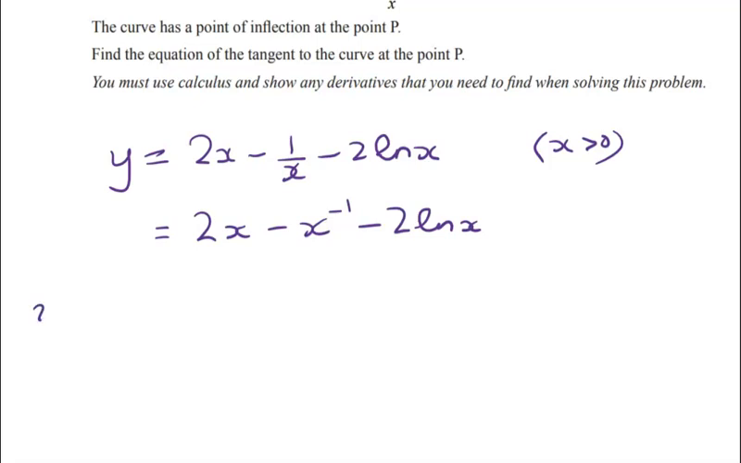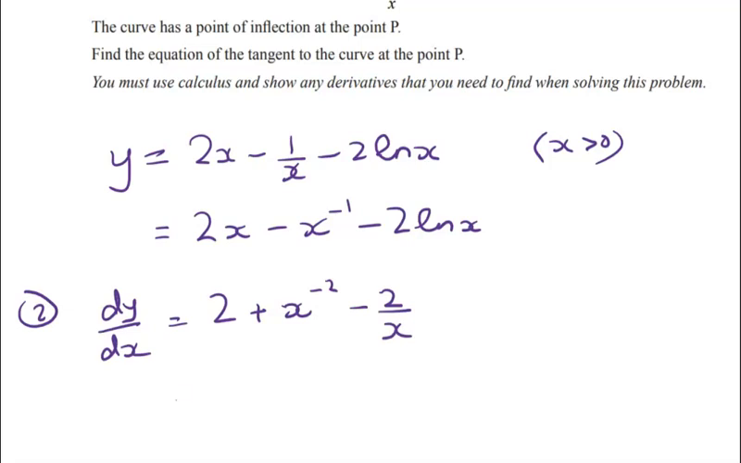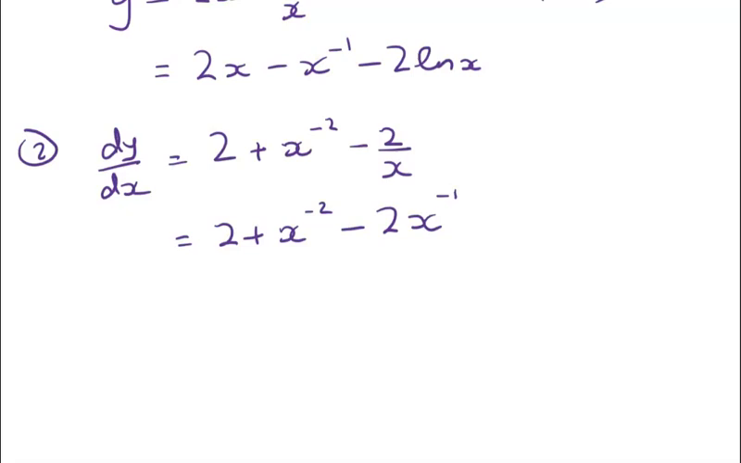Next, we're going to do step 2, which is to differentiate twice over. So dy by dx is equal to 2 plus x to the negative 2 minus 2 over x. And again, rewriting that with a negative power. And at this stage, it's worth checking. Just pause and check that you haven't mucked up any signs. So look back over your work and do that.